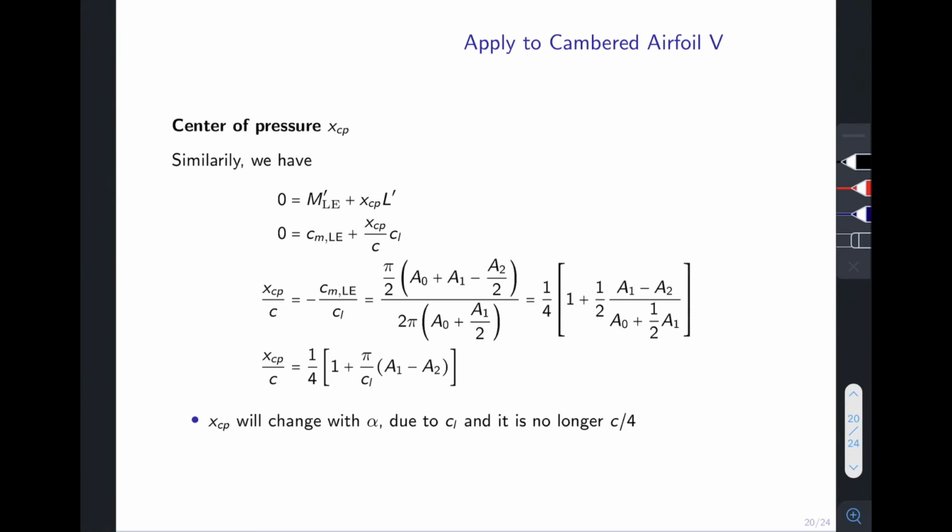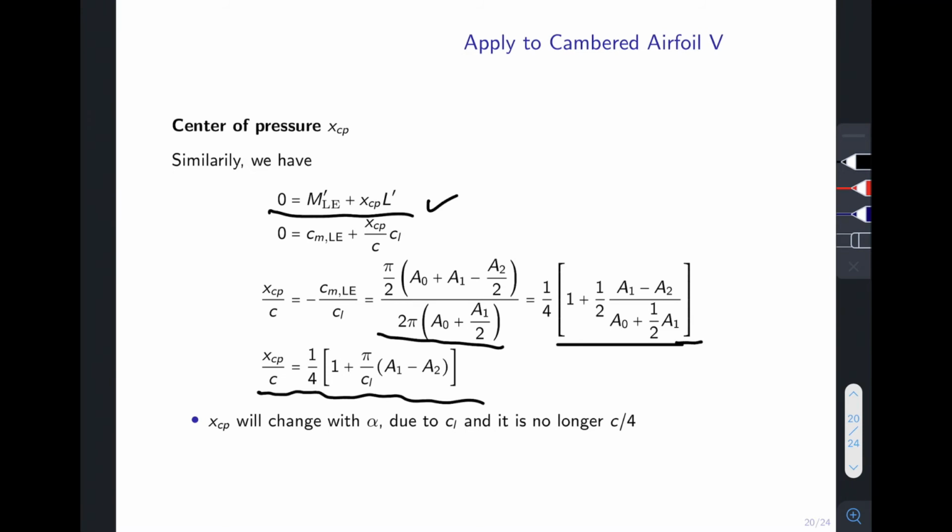For the center of pressure, again, we use the formula as we did before. For the center of pressure, if we take the moment on that point, there will be zero moment at all. If we plug in this expression, we can see a lot of things cancel out, and we end up with a nice expression that only involves the capital A coefficients in the gamma theta expansion. If I define a non-dimensional number for the center of pressure, the center of pressure divided by C is related to the difference between A1 and A2.